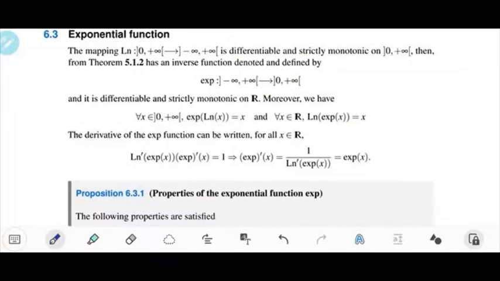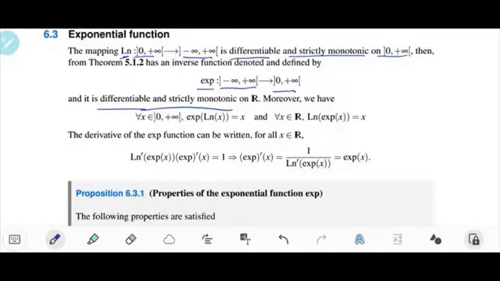We define now the second function, which is the exponential function. In fact, since ln is a function that goes from 0 infinity to minus infinity plus infinity, and it's differentiable, strictly monotonic on 0 plus infinity, then it defines a bijection. Then it has an inverse function that will be denoted exponential or exp. It goes from the range of ln, so it's minus infinity plus infinity, into the domain of ln, which is 0 plus infinity, and it's differentiable and strictly monotonic as ln.